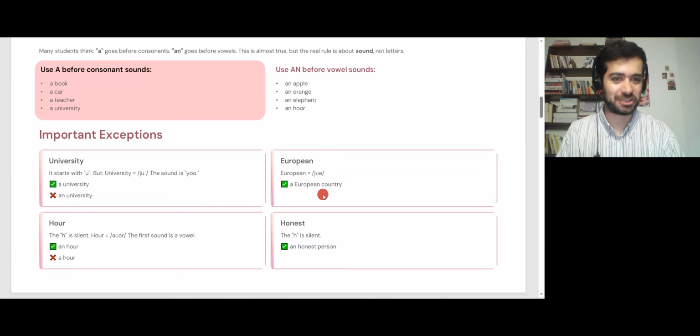Important exceptions. Okay, this is new. University, as I told you, it starts with U. The sound is U. That's why we say a university. Look, an university, that doesn't make sense. European, okay? You, a European country, okay?